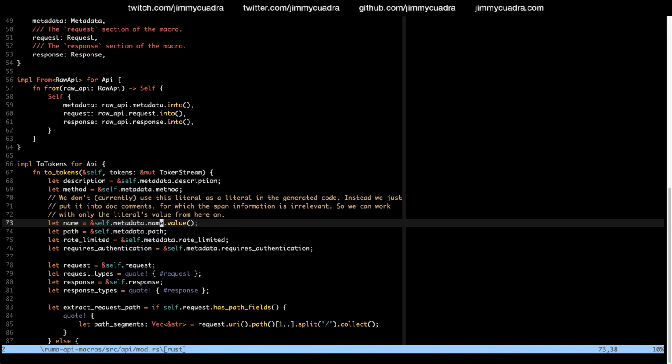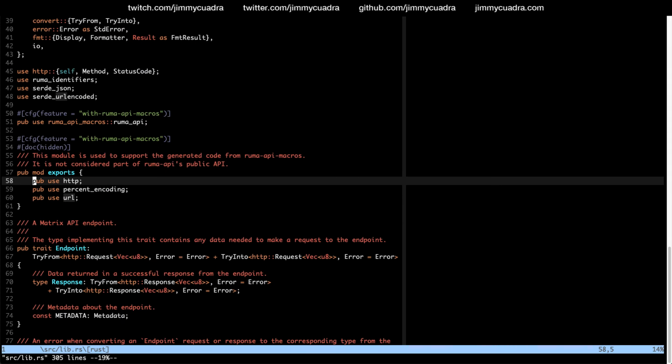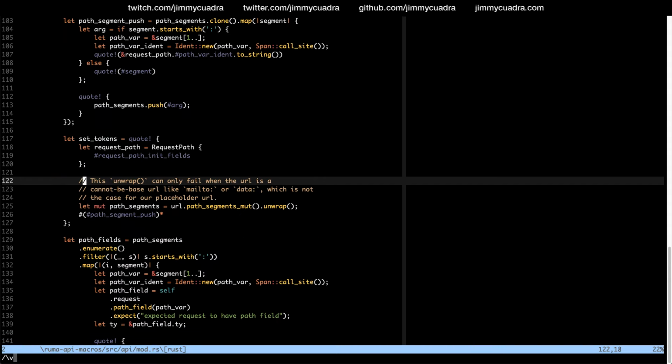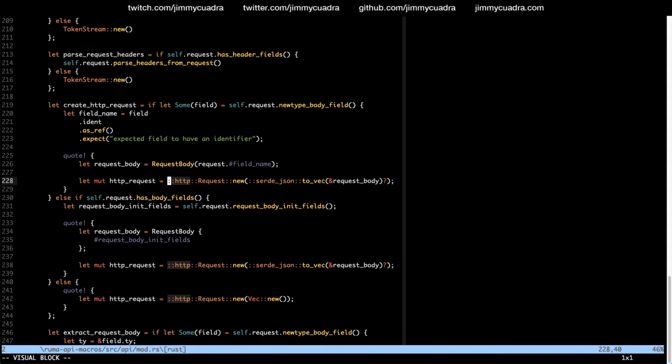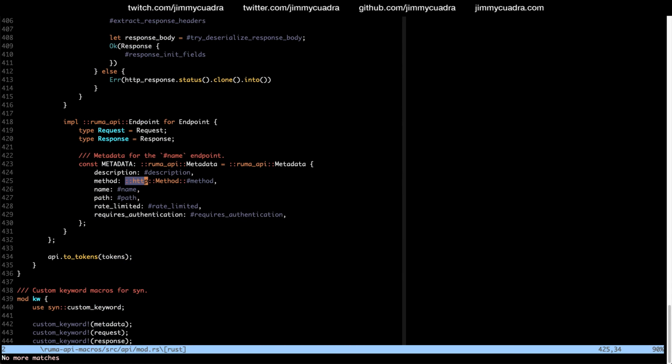So what we want to do here is find all the expansions that refer to URL. So let me go back to, HTTP, percent encoding, and URL are the three places where we need to refer to these crates via Ruma API exports rather than as a top-level module. So let's see, if I do HTTP, I think I can probably just replace all of these. This might be a quicker way to do it than what I was doing on Wednesday. So I'm going to replace all of these with ruma_api::exports::http.